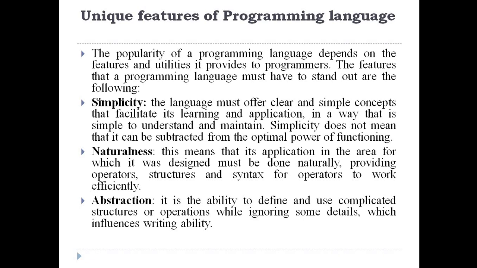Then the third unique feature is abstraction. Means what? Ignoring some extra details, it only focuses on what is required, and according to that, we have the ability to define the structure and perform the operation on it, and after that we can get our required output. So abstraction means what? Sometimes we ignore or hide some extra details at the time of developing the software or application. We just focus on what we want, and according to that we can build the structure of our program and get the result.